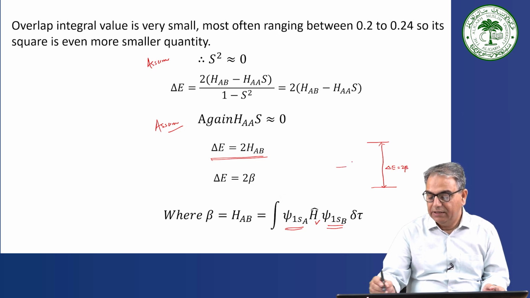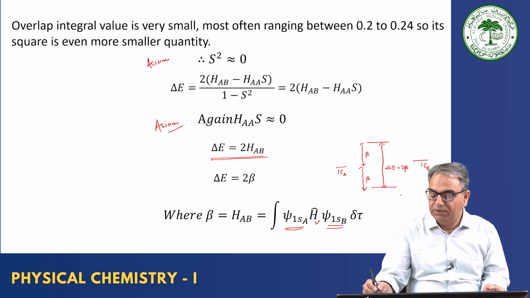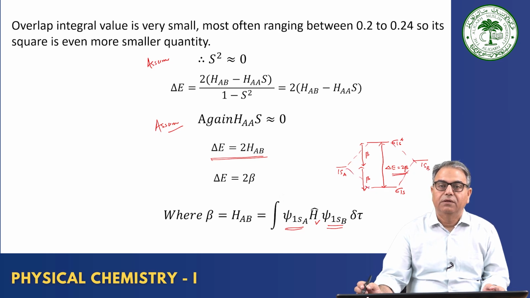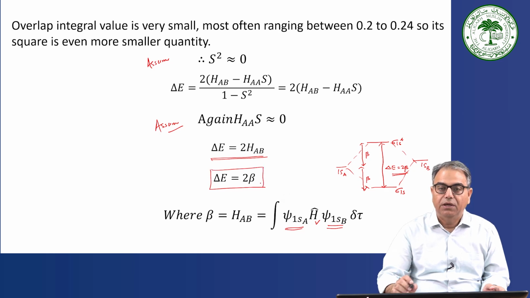So what we can say is that if these are the 1s A and 1s B energy, then the difference between this energy and the bonding energy is beta, and then again this energy is also beta. So the difference between the sigma 1s and sigma 1s star orbital energy is 2 beta, and this is what you draw as an energy diagram, and you say it's a molecular orbital diagram. Okay. So we calculated the difference between the energy of the bonding and anti-bonding molecular orbital equal to 2 beta.